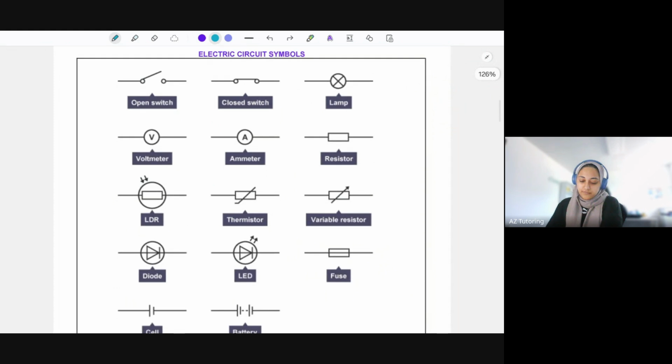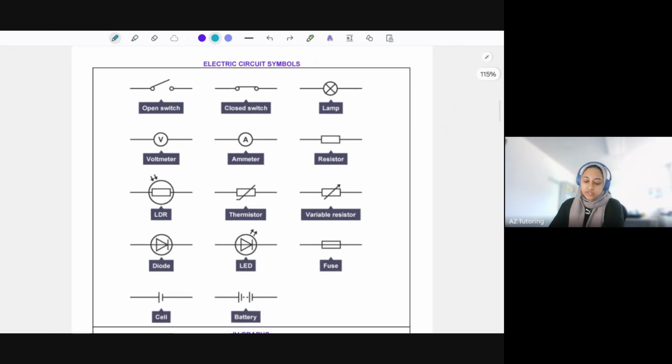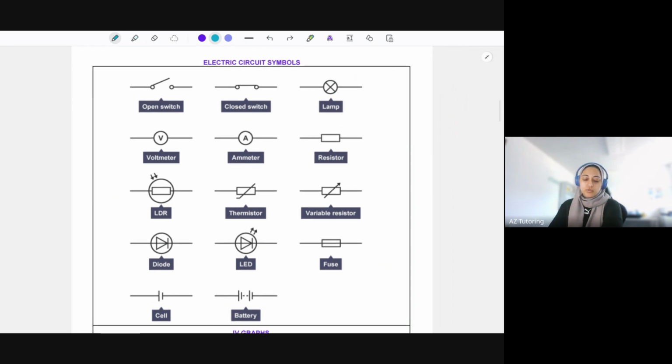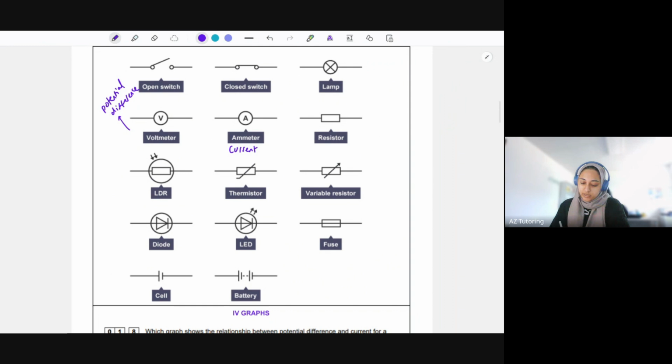Okay, electricity tends to come up almost every single year as well. Please be familiar with all the circuit symbols, so open switch, closed switch, your components, your voltmeter, which measures the potential difference. In the exam, try and not say voltage at all, even though technically that is correct. AQA don't accept saying the word voltage, so just use the word potential difference. The ammeter measures the current. You've got a resistor, which measures the resistance in ohms. And then we've got some resistors here as well that we'll go into.